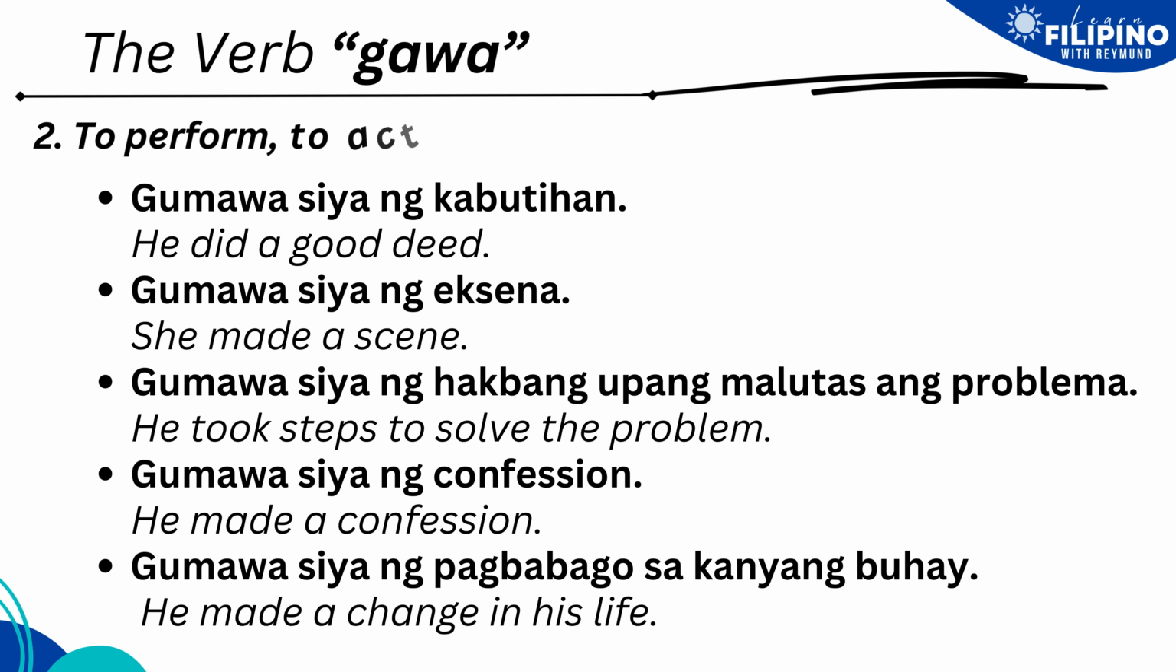The second definition for the root word gawa is that it can also mean to perform or to act. Gumawa siya ng kabutihan. So mabuti is good, kabutihan is a good deed. So gumawa siya ng kabutihan. Gumawa siya ng eksena. So an eksena is a scene. So she or he made a scene, gumawa siya ng eksena.